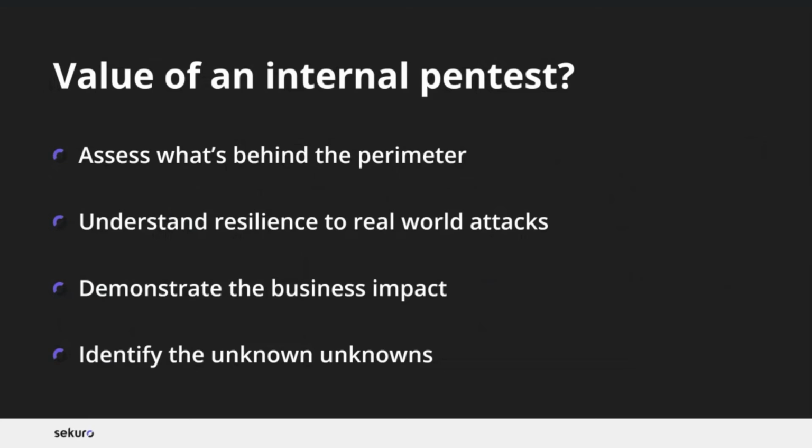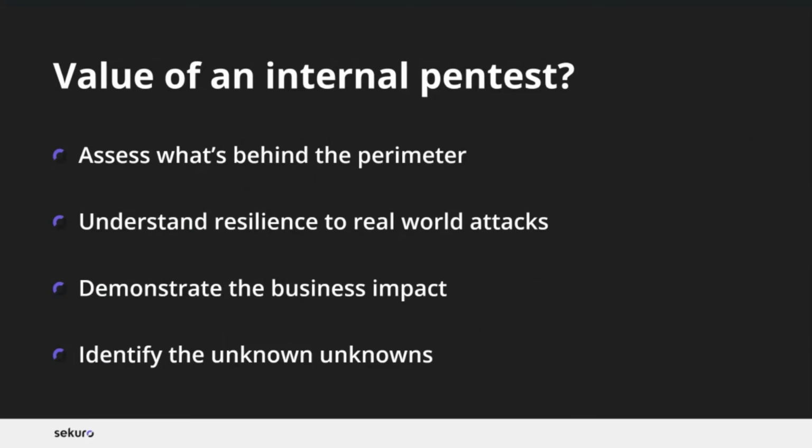Another benefit is that the internal pen test helps you understand the risks behind that external perimeter and can also demonstrate resilience to realistic real-world attacks. A good common example of this that we see is ransomware. People want to understand what happens. We have all these great technical controls and AVs and EDRs in place, but what actually happens if that email gets to that person's inbox, or that person's machine at home gets compromised and they connect through the VPN? Are we resilient to ransomware, or is it going to be trivial for an attacker to compromise our internal network?